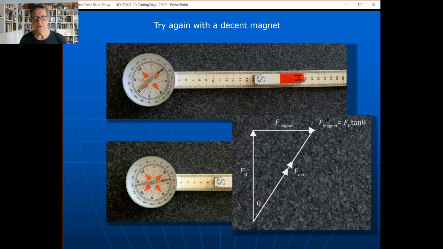So the force on the magnet is just the horizontal force times tan theta. So you can actually work out what the force of the magnet is using that relationship, treating FH as a constant, and draw it with the distance r along the x-axis.